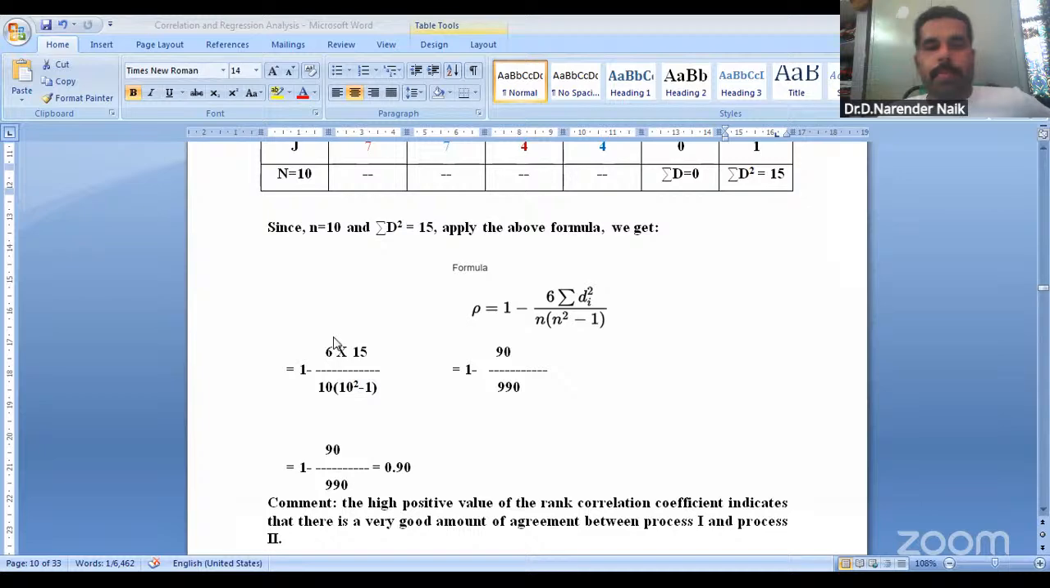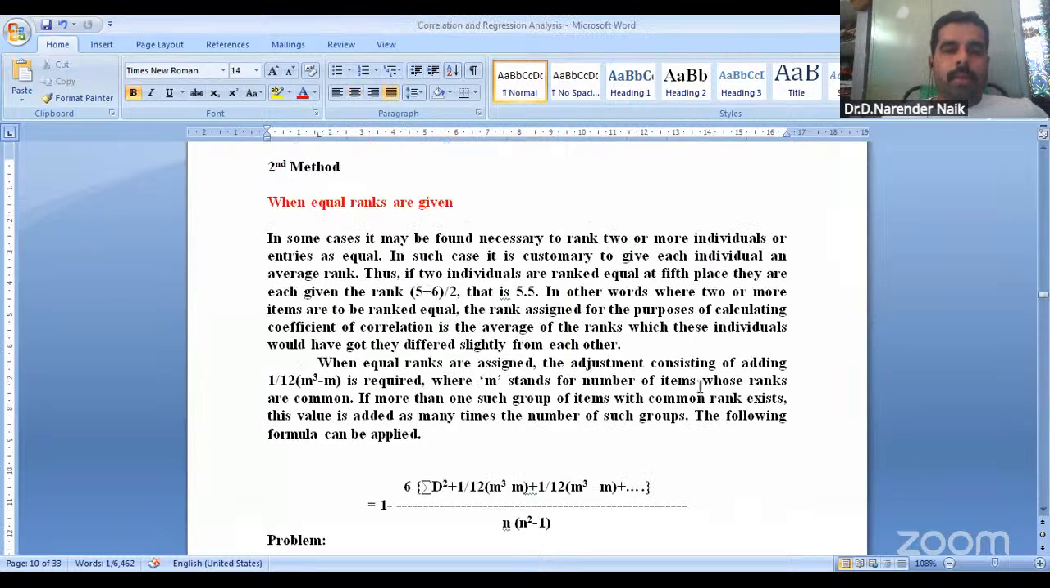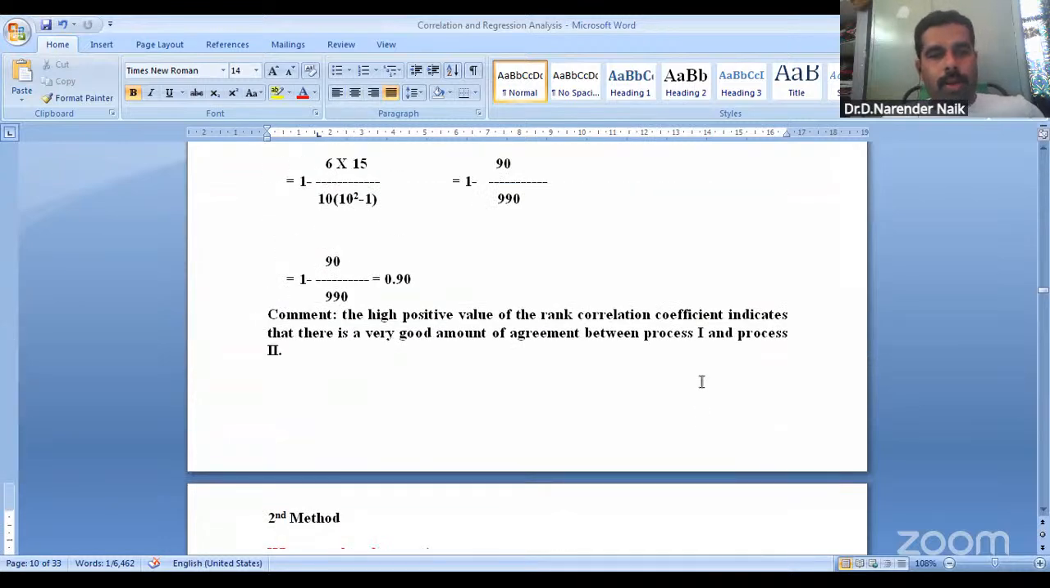Okay, so this is the calculation part. After completion of this calculation, see what we got. We got here 0.90. So comment: the high positive value of rank correlation coefficient indicates that there is a very good amount of agreement between process 1 and process 2. Okay, in this way we have to do the problem.